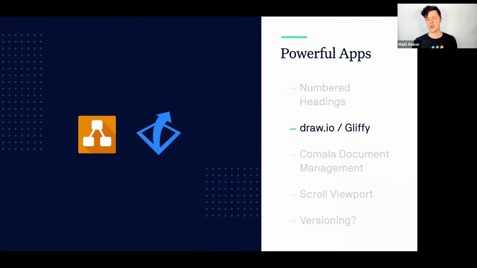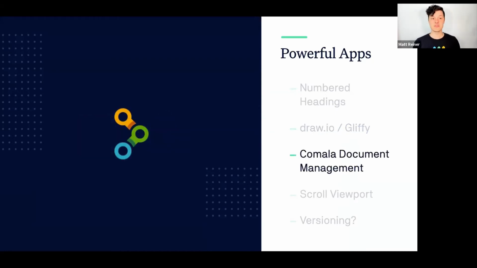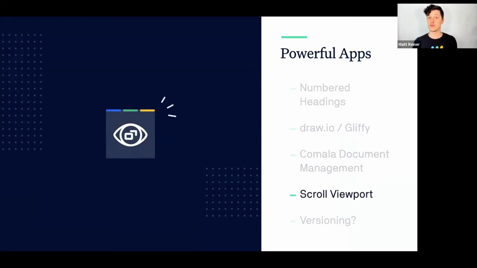Another one would be Draw.io or Gliffy. They're really great diagramming apps that help your team build dynamic diagrams right in Confluence. There's Comala Document Management or Comala Document Control that you can use to build really powerful workflows if you're maybe in a regulated environment where you need lots of approvals around content changes. There's Scroll Viewport, which you'll get to see a little bit of today, where you can take the content you create in Confluence and bring it online as a help center.